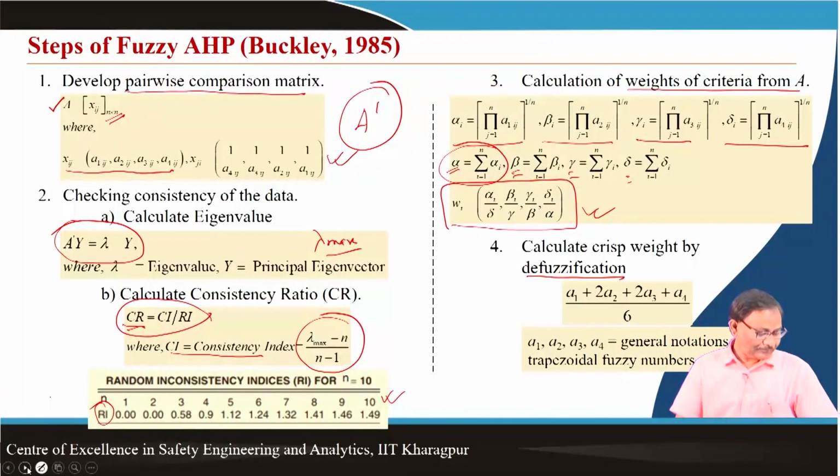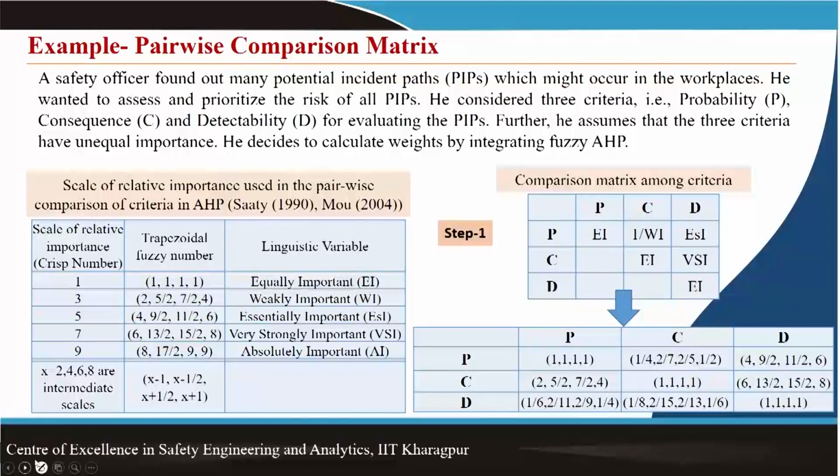Now, let us see how we are doing it with an example. Whatever I have explained, with the example it will be clear. A safety officer found many potential incident paths which might occur in the workplace. He wanted to assess and prioritize the risk of all the potential incident paths. He considered 3 criteria: probability, consequence, and detectability for evaluating the PIPs. Further, he assumed that the 3 criteria have unequal importance. He decides to calculate weights by integrating fuzzy AHP. So I can say that using fuzzy AHP will be better.